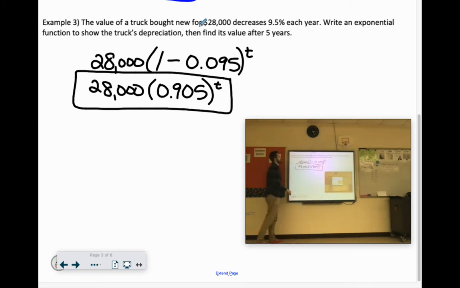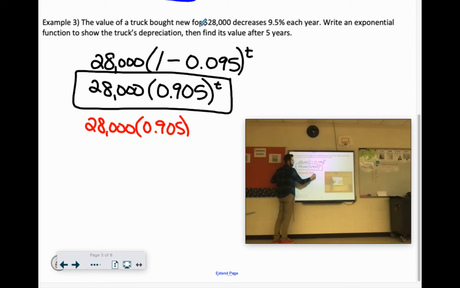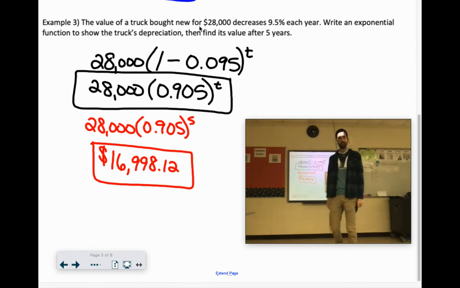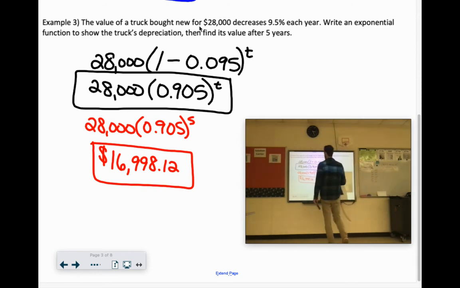So here is our initial formula. Now we have to calculate what it's worth in 5 years. So we're going to be putting in 5 for that exponent. 0.905 to the fifth. So let's put that in our calculator. 0.905 to the fifth power times 28 grand. $16,998.12. Yeah, that's pretty typical for a car. It dropped in value pretty hard those first few years, and then it kind of flattens out. So now we're going to start graphing some of these.